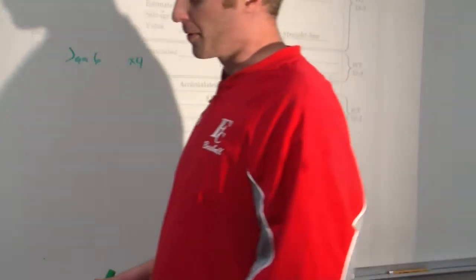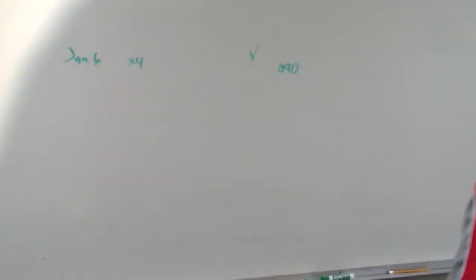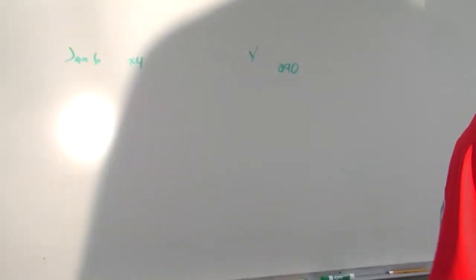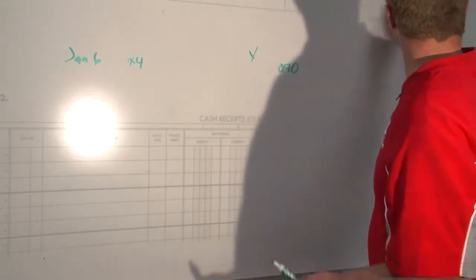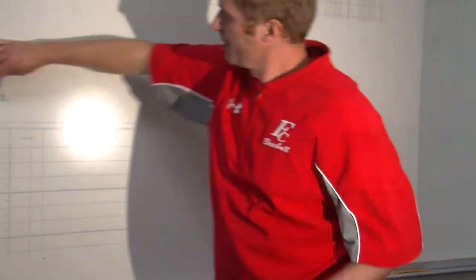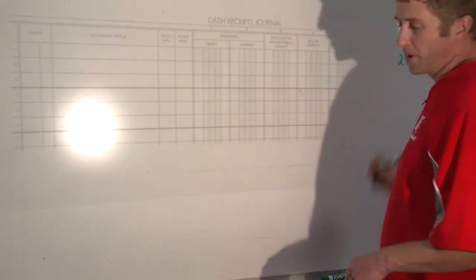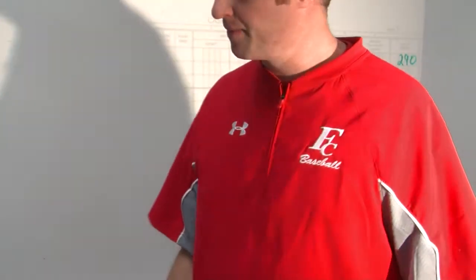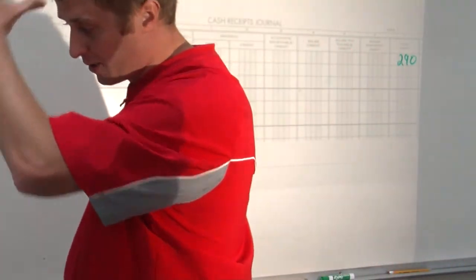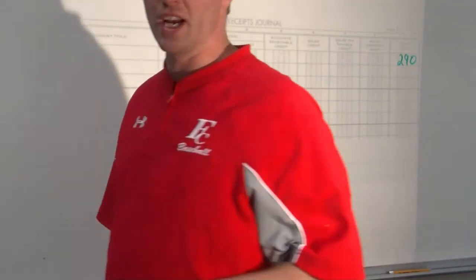So the first thing I would like you to do, going back to 18.4, is take a look at what we sold it for. The amount was $290. So you're immediately going to go to cash, and I want you to put $290 in the cash. The second thing you need to do is figure out how much depreciation there was.